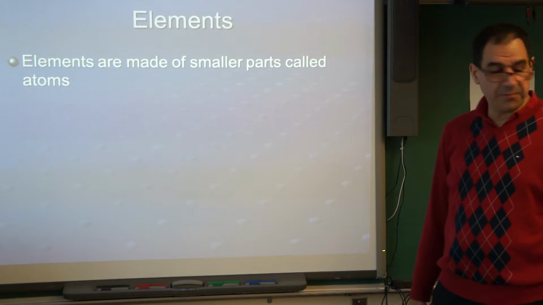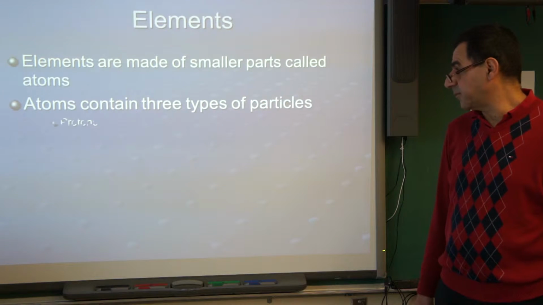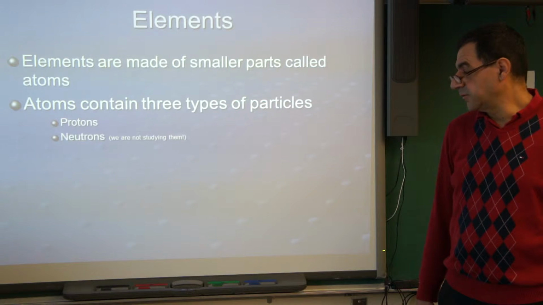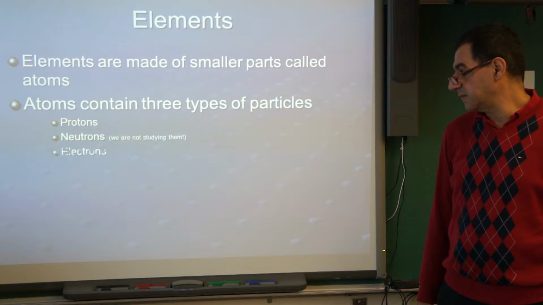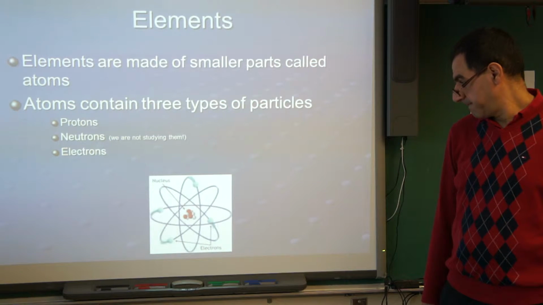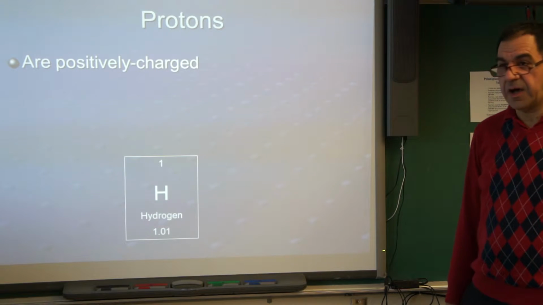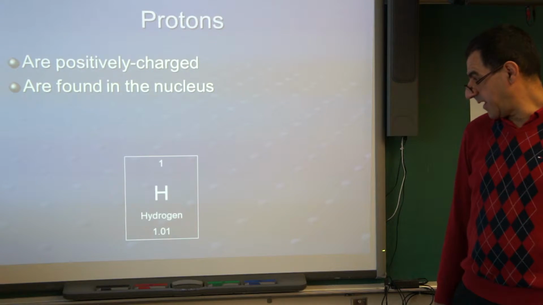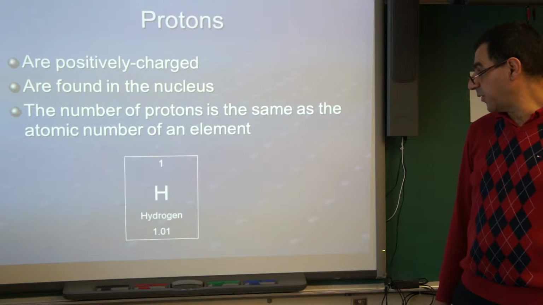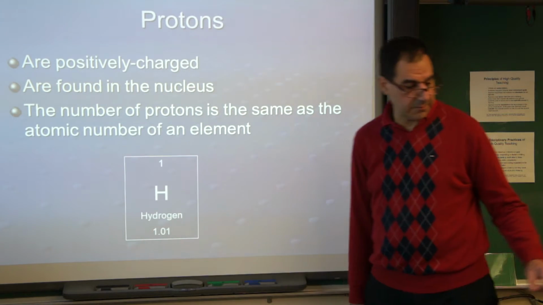Elements are made of smaller parts called atoms. Atoms contain three types of particles: protons, which are positive, neutrons in the nucleus, and finally electrons, which are negative. Protons are positively charged. They are found in the nucleus, and the number of protons is the same as the atomic number of the element.